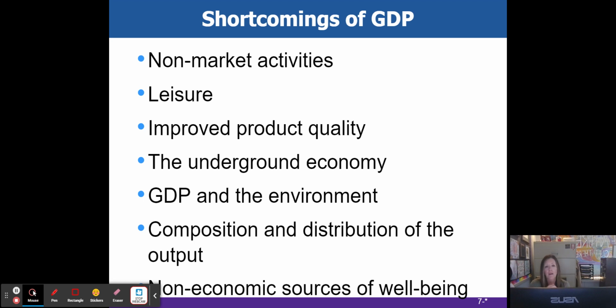There are also costs of economic growth. For example, if there's environmental harm, that wouldn't be calculated within the GDP. Distribution of output, so like distribution of wealth and income, is not counted in the GDP. And of course, there are lots of non-economic sources of well-being that are not counted within GDP. So GDP isn't all-encompassing. It's just one way to see how we're spending our money, where we're spending our money, and where all of these resources go within the economy.